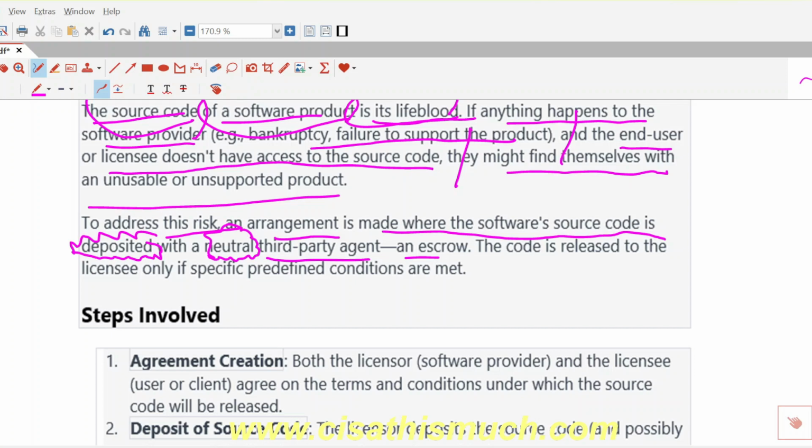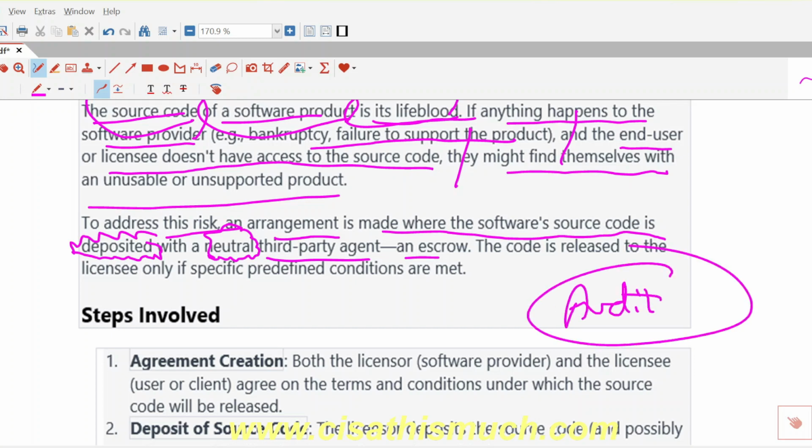Why do we need an audit? Because the auditor acts neutral, right? That's why we say auditor's independence. The auditor is not dependent on the client, so whenever they give their opinions and reports, they would be impartial. This is something we have already discussed in domain 1. So auditor's independence, and it's similar over here also. Neutral third party agent and escrow.